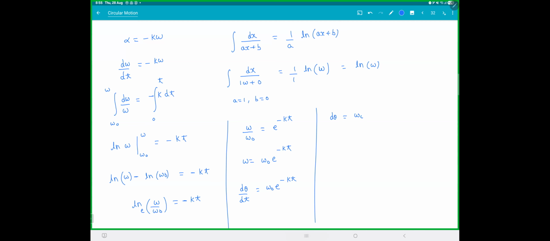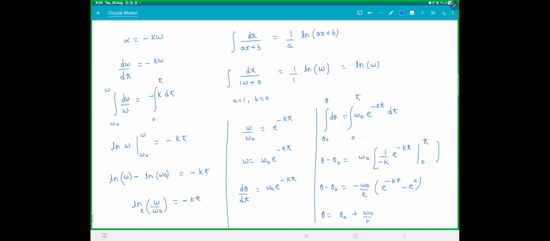d theta will be omega naught e power minus kt dt. Integrate on both sides. This will go from theta naught to theta, and this will go from 0 to t. This will be theta minus theta naught. This is omega naught. Integration will be 1 by minus k e power minus kt. One common mistake, people put e power 0 is 0. It is not. It is e power 1. So be careful with that. Theta minus theta naught is equal to omega naught by k, e power minus kt minus e power 0. So theta will be theta naught plus omega naught by k, 1 minus e power minus kt.